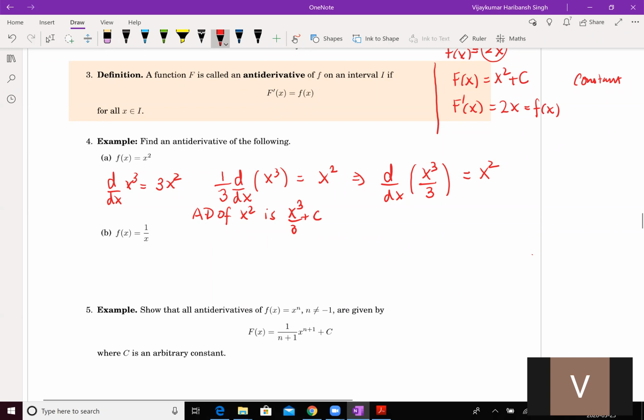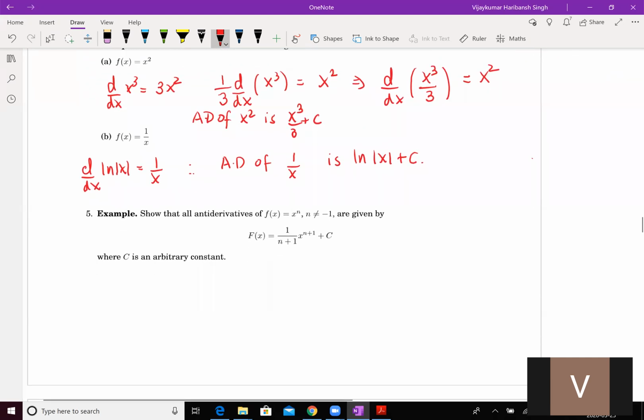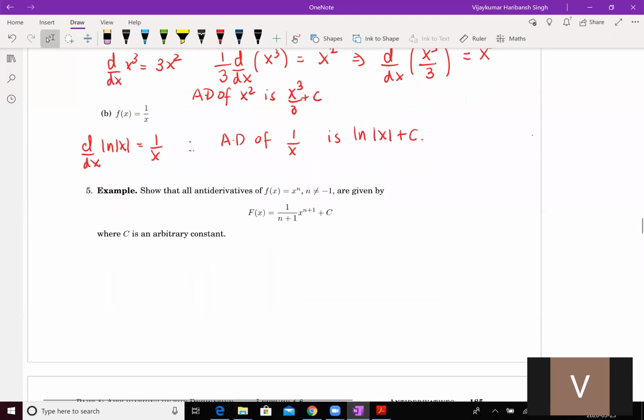So now let's look at the following. f of x equals 1 over x. So whose derivative is 1 over x? We know that the derivative of ln of absolute value of x is 1 over x, right? So therefore, the antiderivative of 1 by x is ln of absolute value of x plus c. So this is what the antiderivative of 1 over x is. Yep. Now let's look at the following problem.